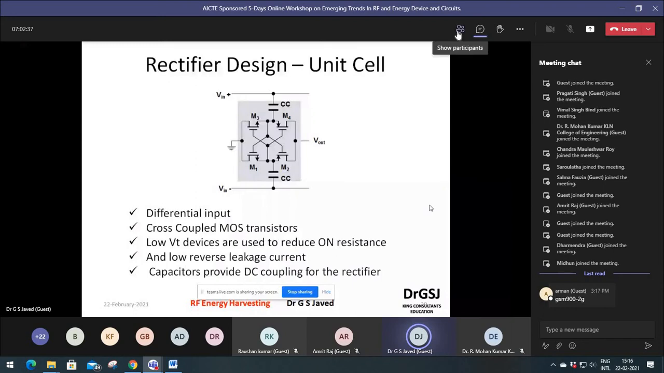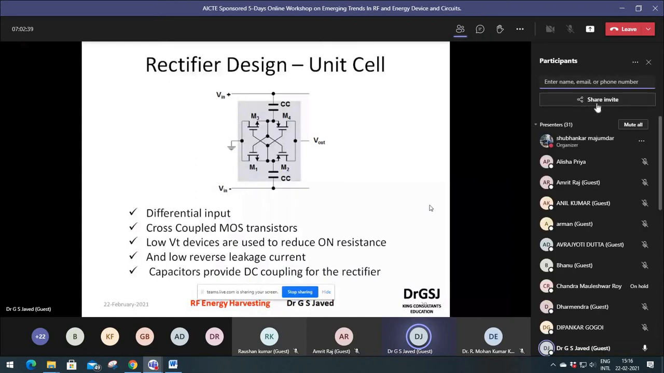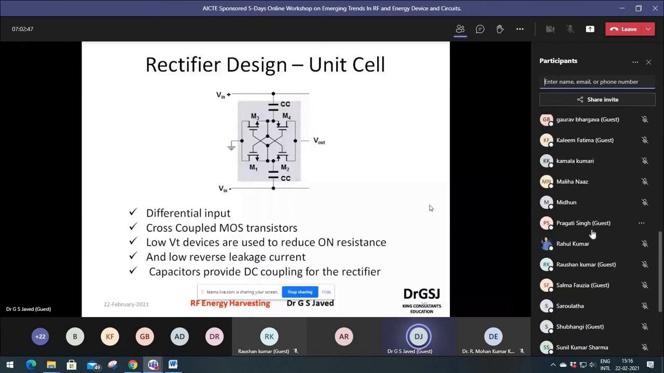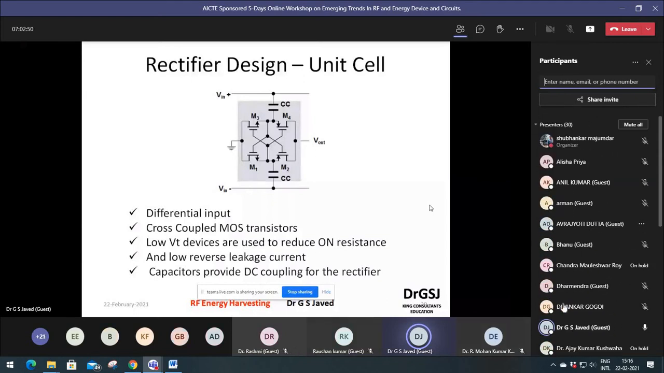So this is a unit cell. This unit cell may not give a complete power supply. You might get about 100 millivolt, 150 millivolt, or at max 200 millivolt, depending on the kind of devices you use. Now you need to cascade these devices to get the final output value.